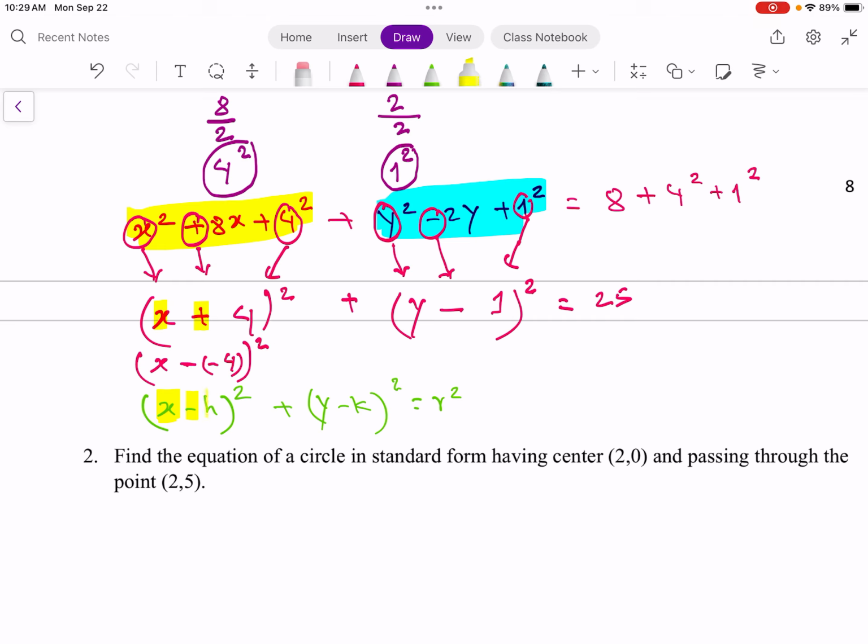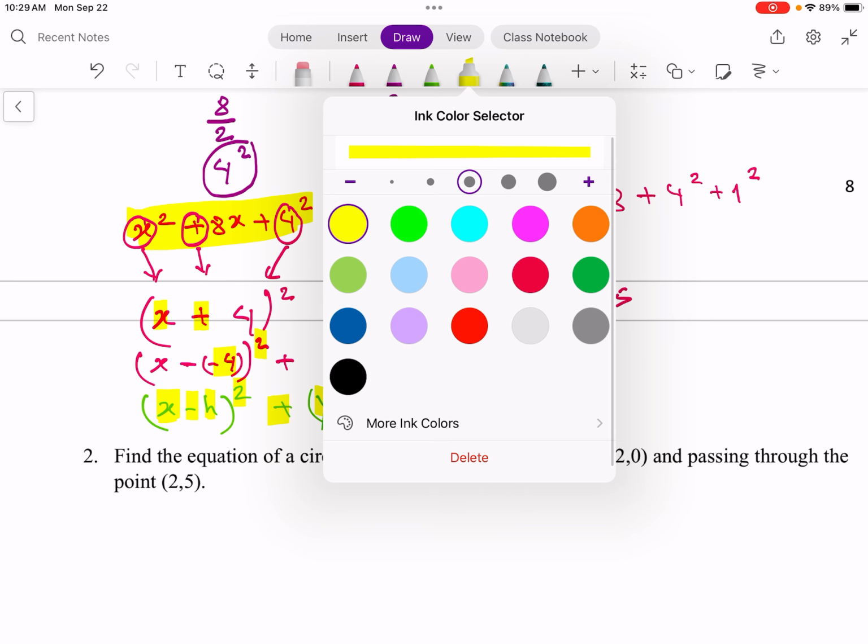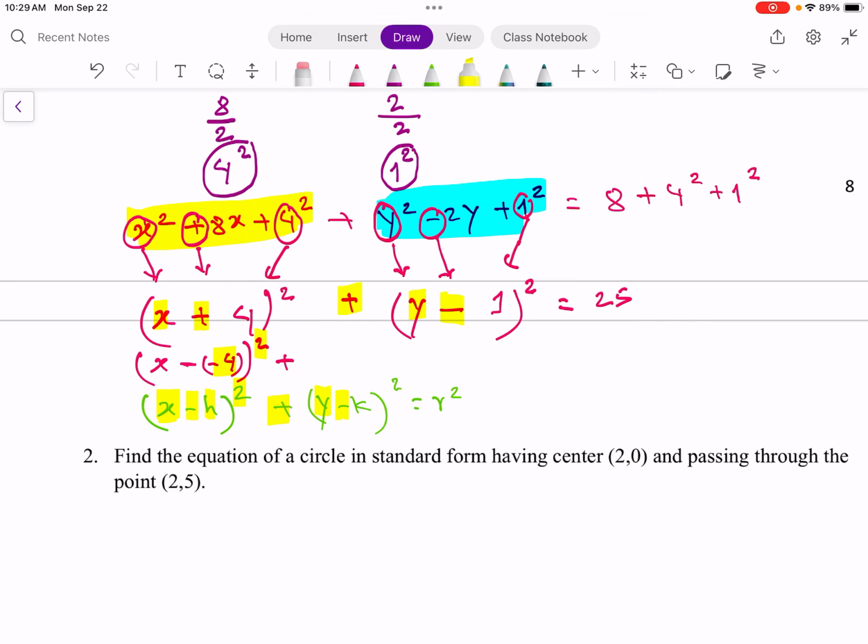Now for h, we have negative 4. For square, we have square. Plus, we have plus here. Okay, for y, we have y. For negative, we have negative. For k, we have 1. For square, we have square. So that expression is correct.